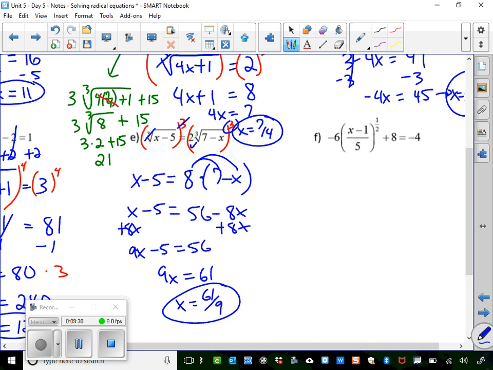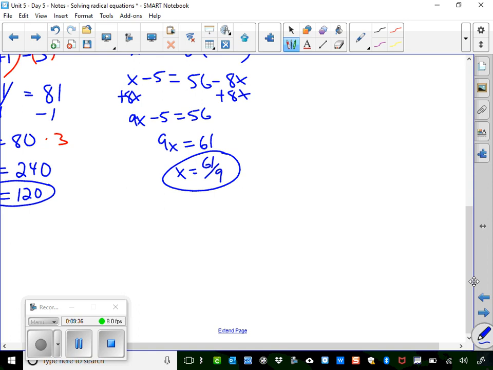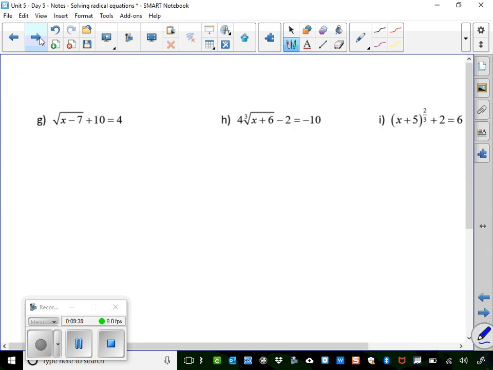All right, and so the other 2 examples we're going to do here are G and H down here, and that'll be it. Oops, I guess they're on the next page for me. So there's G and H.